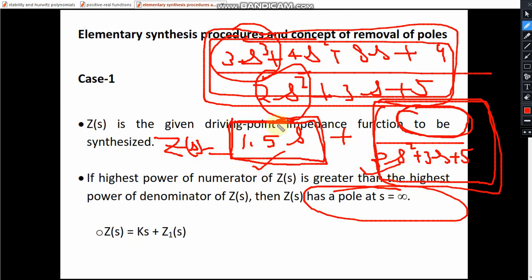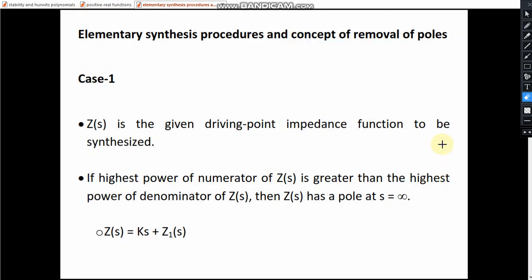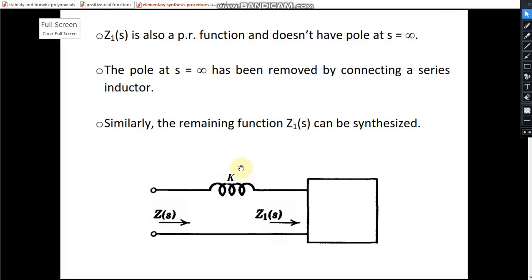So Z1 plus Z2. This is Z1, this is Z2, and this Z2 is K into s. Both of them will be in series because this is impedance. So this impedance is nothing but an inductance of 1.5 Henry. So we can have a situation like this. Now this we have connected here. The remaining function does not have a pole at s equals infinity.